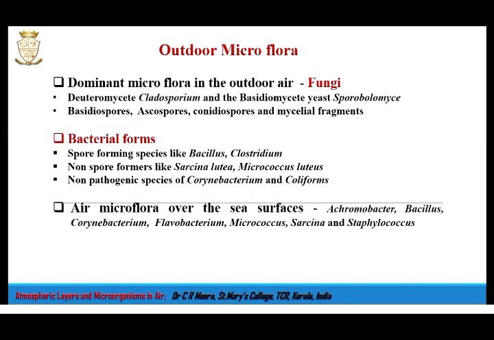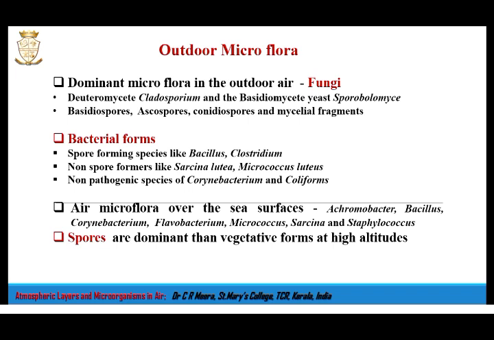Air microflora over the sea surfaces is quite different from that of landscapes and includes organisms like Achromobacter, Bacillus, Corynebacterium, Flavobacterium, Micrococcus, Sarcina, and Staphylococcus. Microorganisms are detected up to very high altitudes of the troposphere. However, spores are more dominant than vegetative forms at high altitudes and can be seen up to a height of 30 kilometers, but in low concentration.